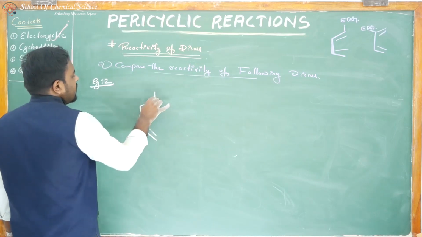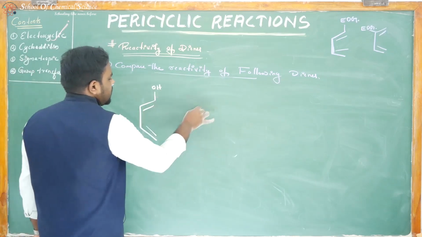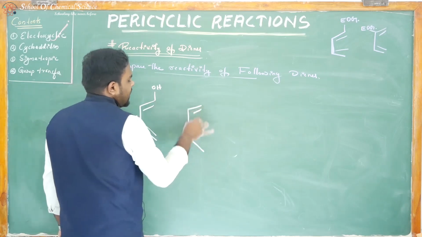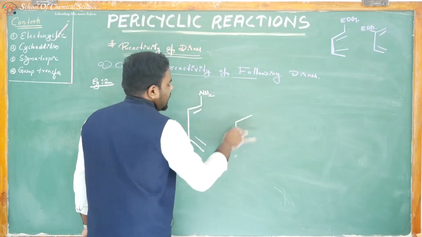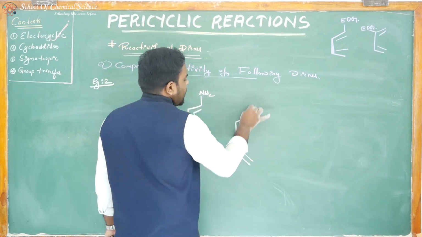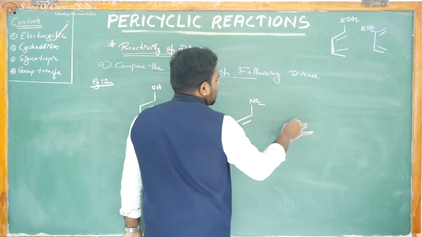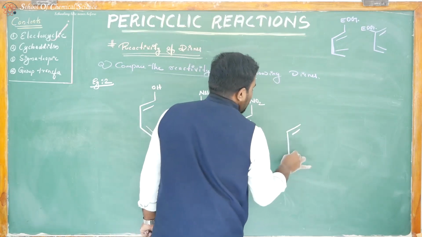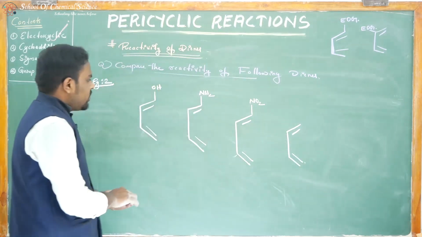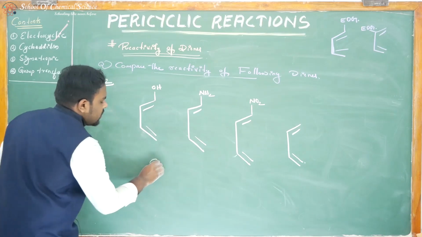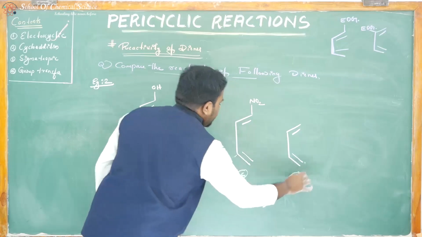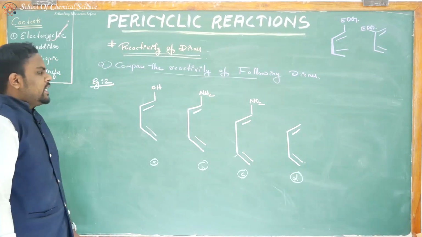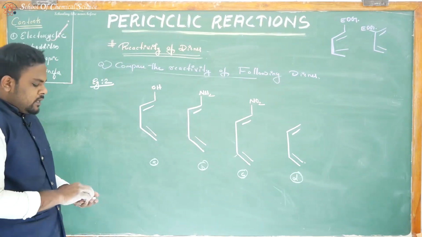A diene, here an OH group is present. Diene, here an NH2 group is present. A diene, here an NO2 group is present. This is symbol 1,3-butadiene. What is the order of reactivity? This is A, this is B, C and D. What is the order of reactivity? A, B, C and D.